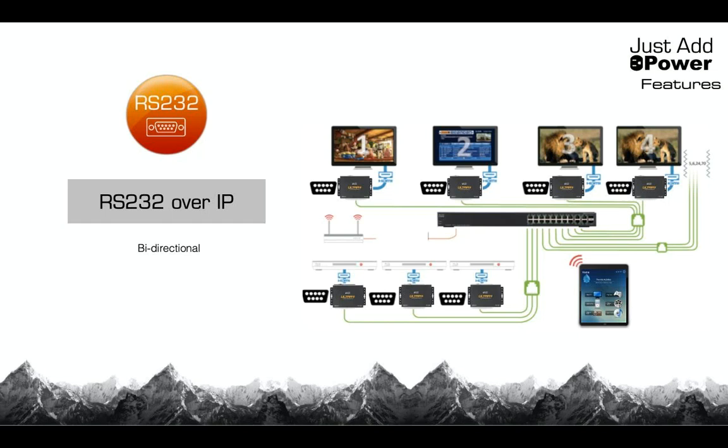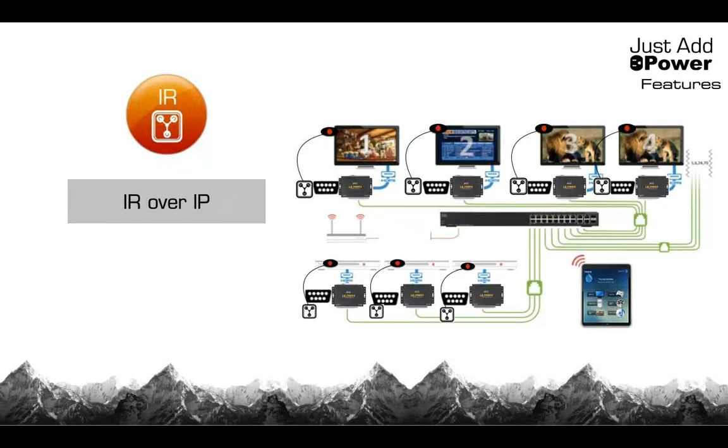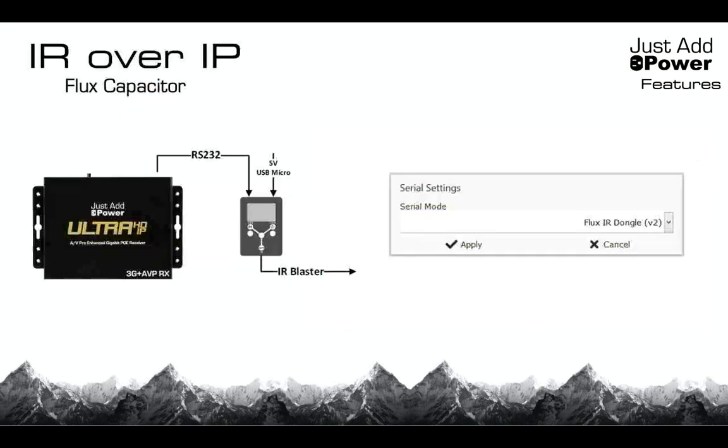So obviously we can do two-way, bidirectional, get your feedback for your control systems to tell if something's turned on or off, or what the volume level is, and that sort of thing. That's built into our platform. We can also take that RS-232 port and change it into an infrared port if you need IR control at either, again, a display device or a source device.